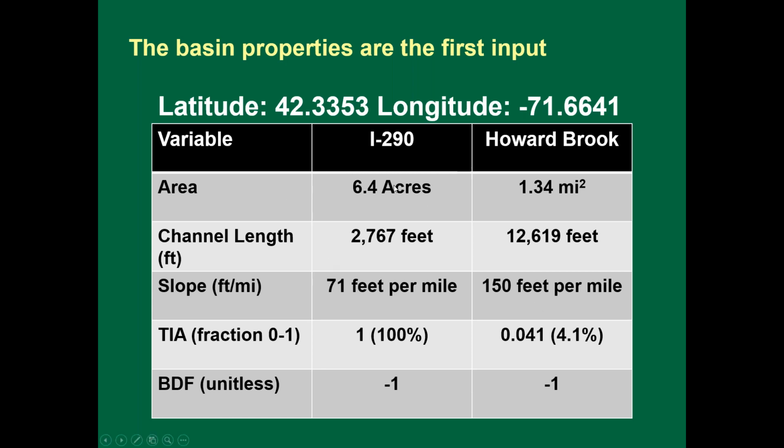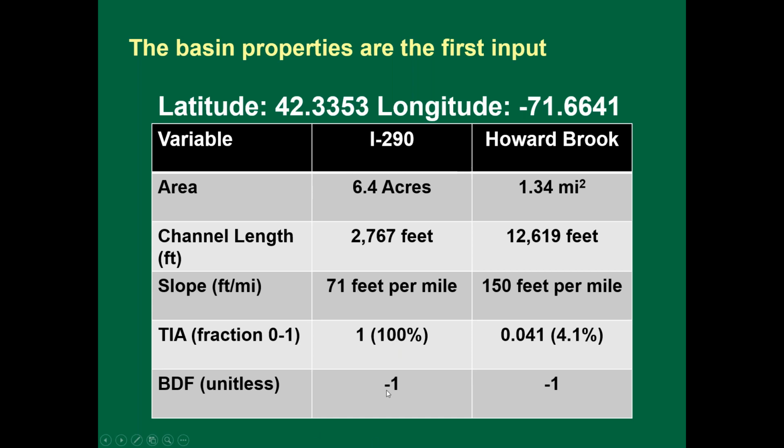So here we are. Our area is 6.4 acres for the highway, 1.34 square miles for the Howard Brook. Our channel length is 2,767 feet and 12,000 feet for Howard Brook. Drainage slope is 71 feet per mile for the highway, 150 feet per mile for the upstream basin. And our impervious fraction is 1, which is 100% impervious, and 0.041, which is 4.1% impervious.